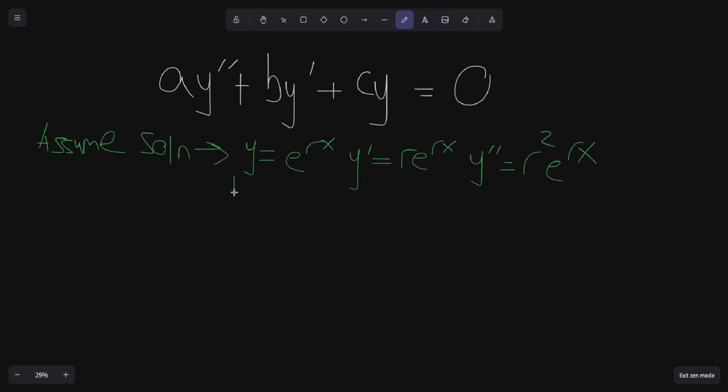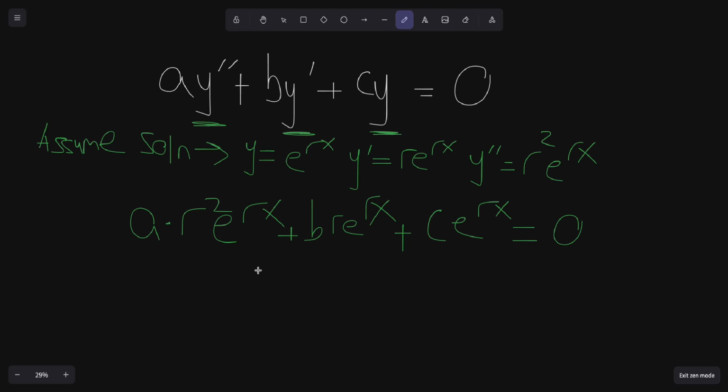By making this initial assumption about our solution, instead of dealing with these higher power derivatives, we're actually able to compute them because we know what they are. We made that assumption already. So when we substitute everything in, we get a times r squared e to the rx plus b, we know y prime, that's r e to the rx. There's going to be a lot of e's in this video. And then c multiplied by y, well, y is just e to the rx. And that's going to be equal to 0.